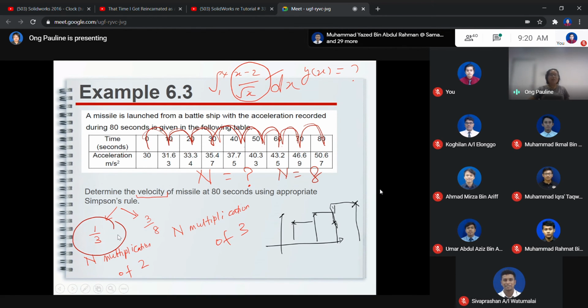So that is the only answer for this question. So you need to use Simpson's 1/3. Okay, so cuba anda selesaikan ini guna Simpson's 1/3. See whether you can get the solution or not. Okay.